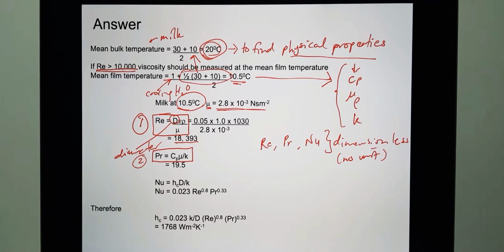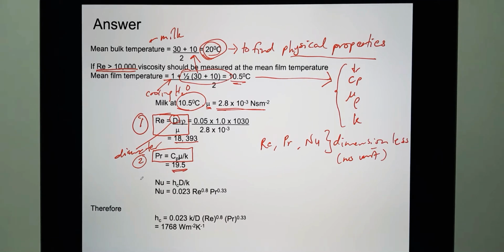So Prandtl equals Cp mu over K. Just plug in all the values that have been given to you into the equation. When you calculate Cp mu over K, the value of Prandtl is 19.5, and again, this particular value has no unit.